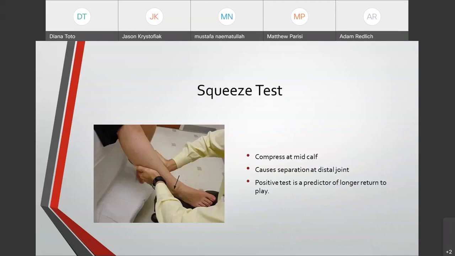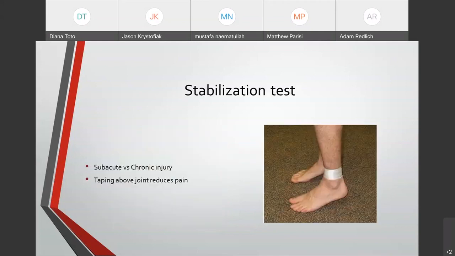Next, we have the squeeze test. So what you would do is compress at the mid-calf. This causes separation distally at the joint. If this test is positive, it is a predictor of a longer return to play. Another test that you could do is the stabilization test. So basically, you are taping proximal to the ankle mortise, and this will reduce pain.